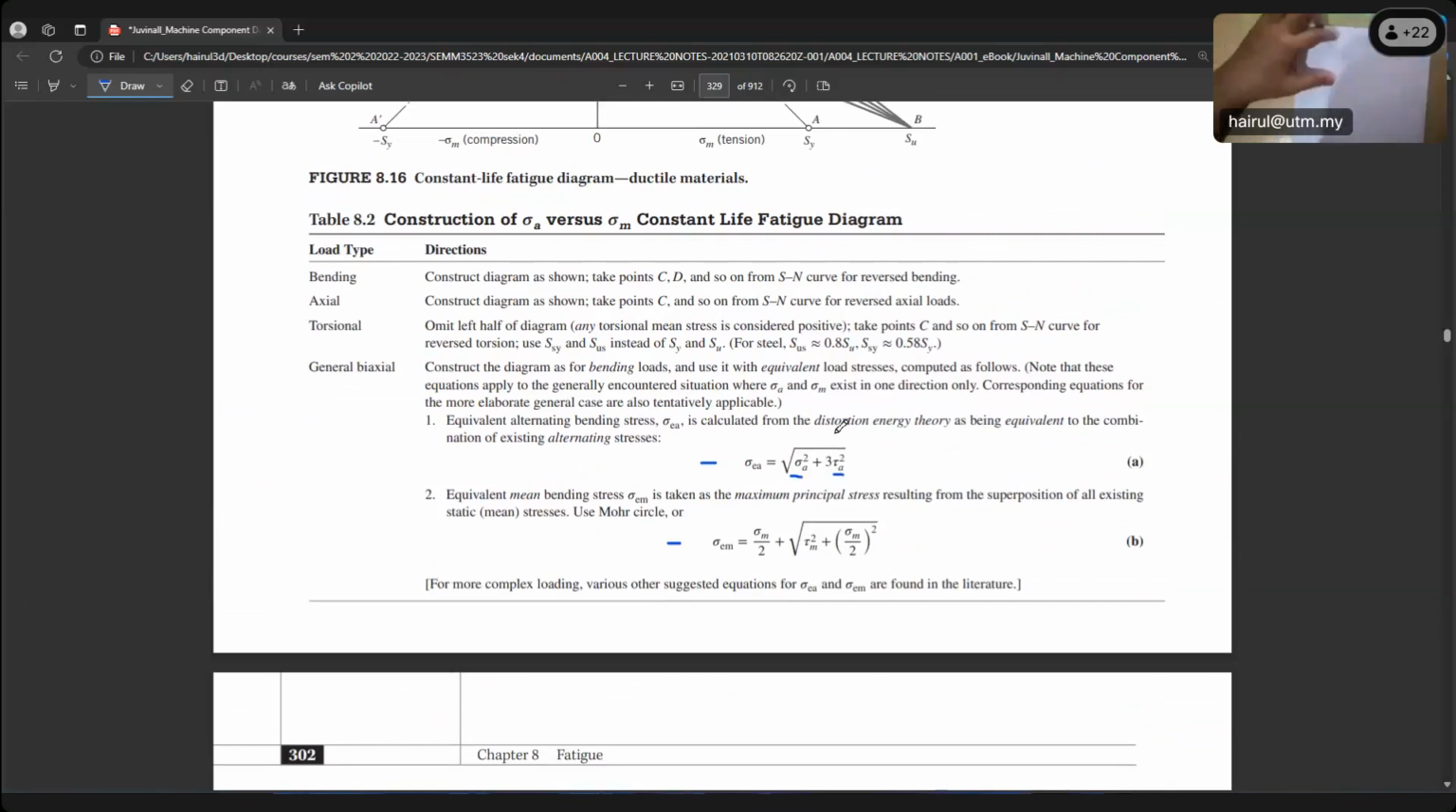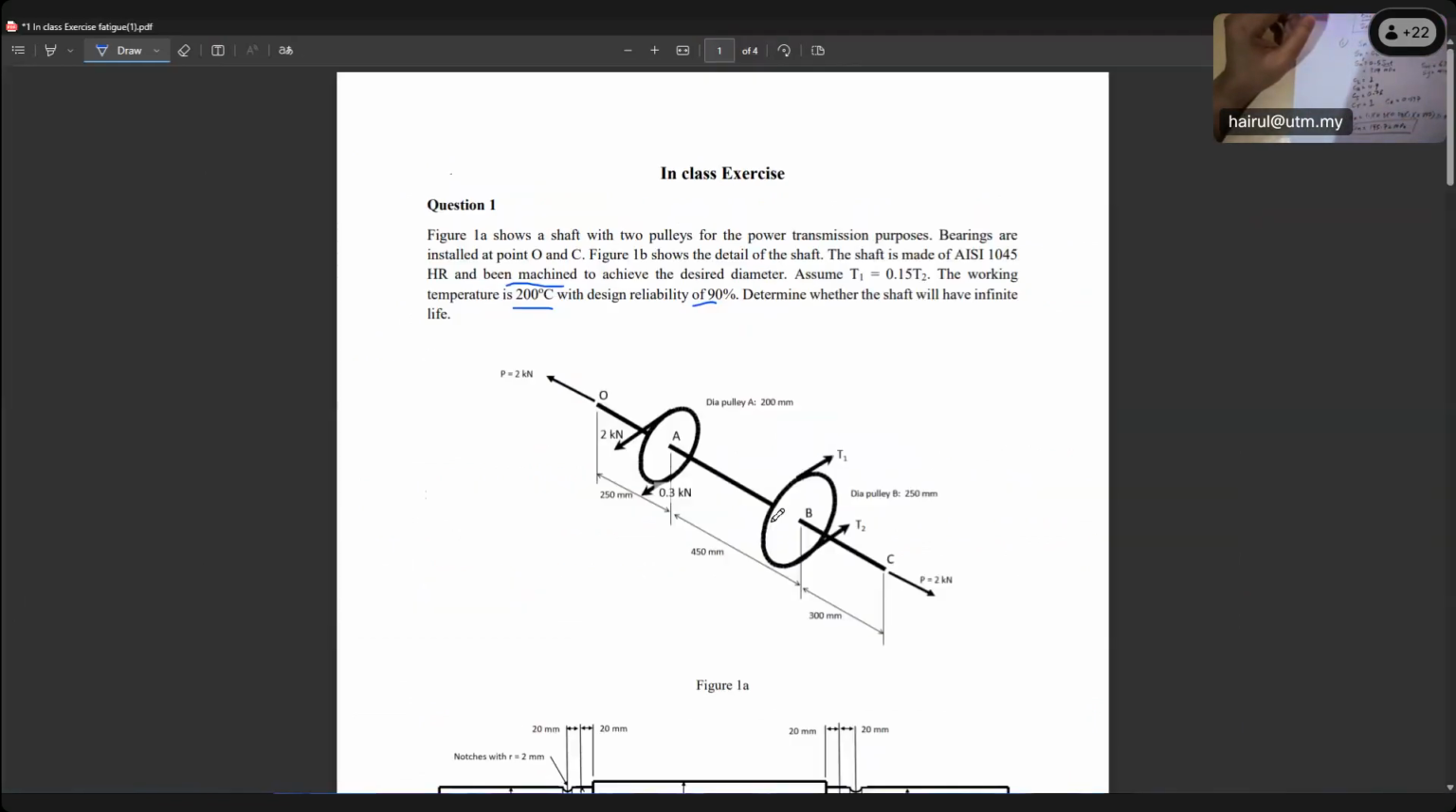You need to do the shear diagram because to calculate the bending stress, you need the moment, right? If you look at this question, be careful. This question has three cases. We have axial stress. Along the shaft, we have P kilonewton. It means the shaft is kind of in tension.